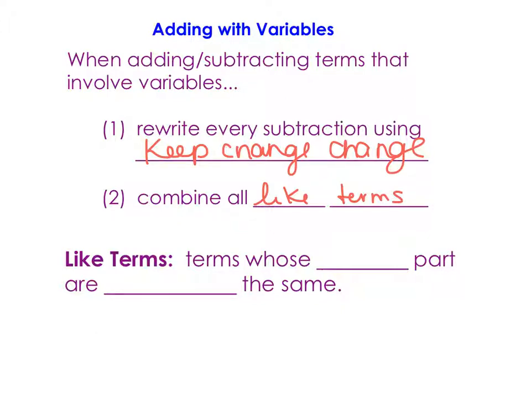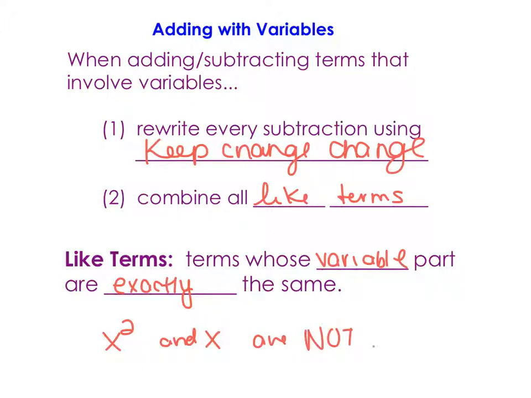And from here, just a reminder, like terms are terms whose variable part are exactly the same. X squared and x are not like terms. So make sure you get that into your head. If they do not have an identical variable part, they are not like terms and they cannot be combined together.